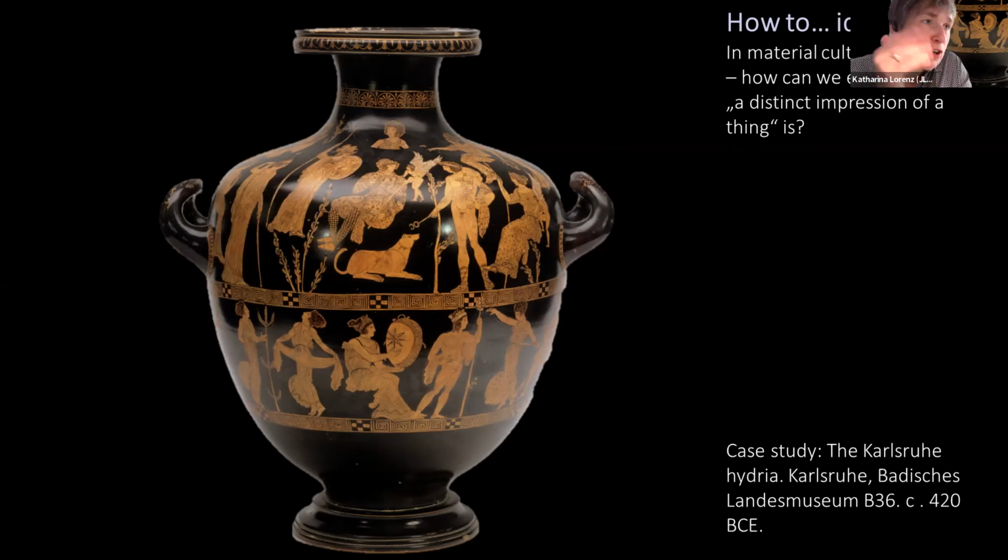I have worked on this piece, so some of you might have read some of what I've already said about it. It's a nice Hydria, in the museum in Karlsruhe, and I'm going to talk a little more about it. But when we look at an object like this, what does it mean to think about a distinct impression of a thing? That's what I want to tease out in my keynote: how can we turn the object we see into something that helps us better understand, in this case, Athenian 5th century identity?